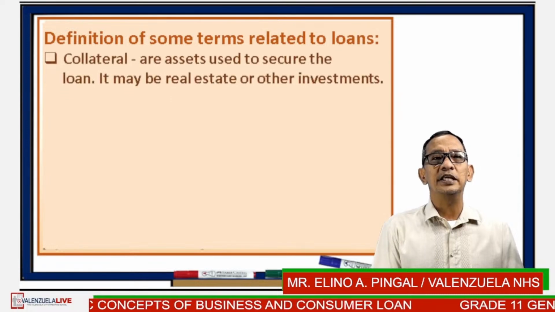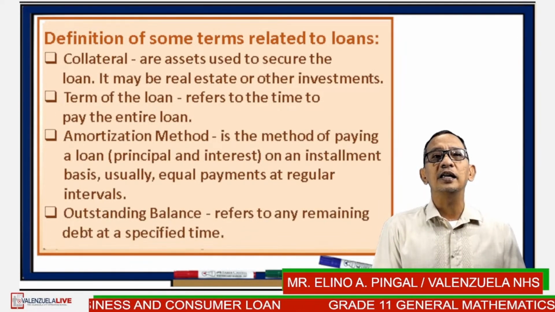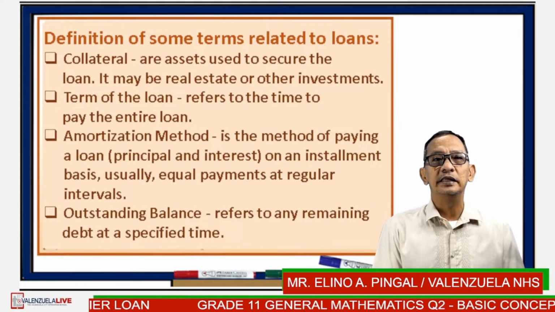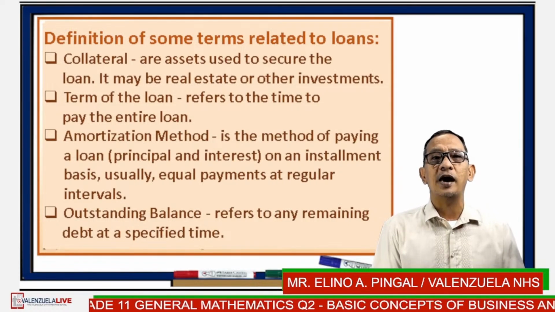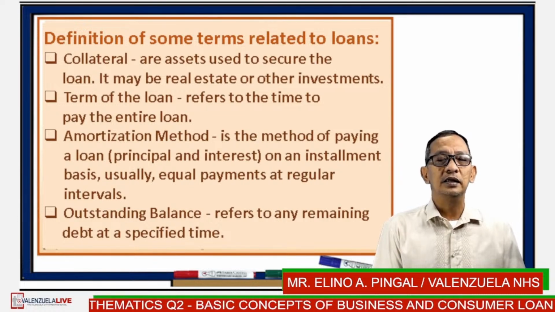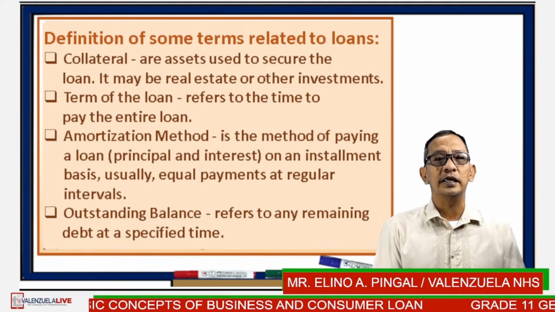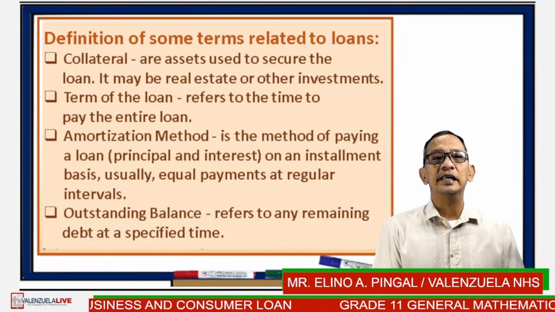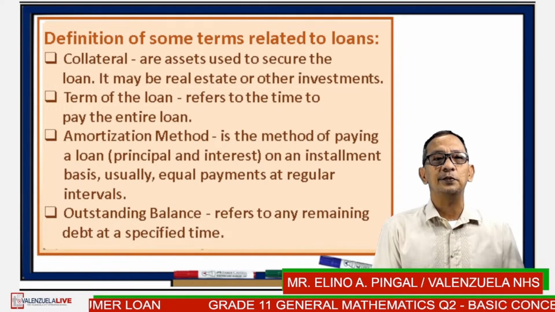Let's have some definitions of some terms related to loans. Collateral are assets used to secure the loan. It may be real estate or other investments. Term of the loan refers to the time to pay the entire loan, while amortization method is the method of paying the loan, principal and interest, on an installment basis, usually equal payments at regular intervals. The fourth one is outstanding balance. Outstanding balance refers to any remaining debt at a specified time.